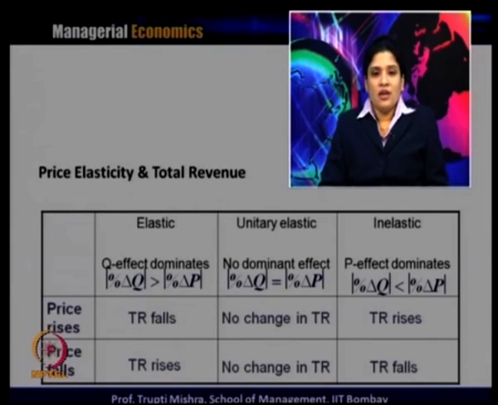In case of elastic demand, there is a dominance of Q effect, because quantity demanded changes more than price. In case of unitary elastic, no dominant effect, because the percentage change in the price is just equal to the percentage change in the quantity demanded. And in case of inelastic demand, there is a dominance of P effect, because the change in the quantity demanded is less than the change in P.